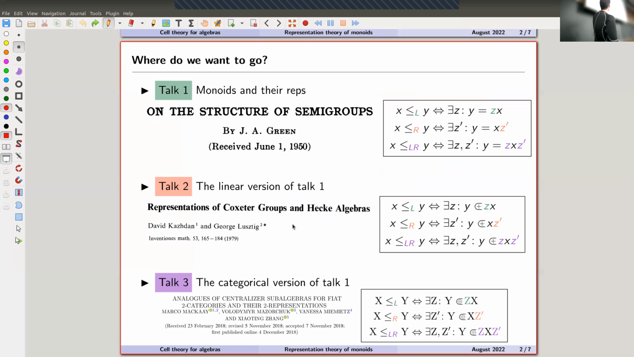So the main one for monoid is the famous paper by Green from the 1950s. That's 70 years ago, something like that. The second talk, the linear version, is really in the Kazhdan-Lusztig theory, which you don't need to understand, but it's really motivated by the, again, famous paper by Kazhdan and Lusztig. And the categorical version is a bit newer, which mostly goes back to work of Mackaay, Mazorchuk, Miemietz, and Zhang. And I'm going to explain the categorical version.